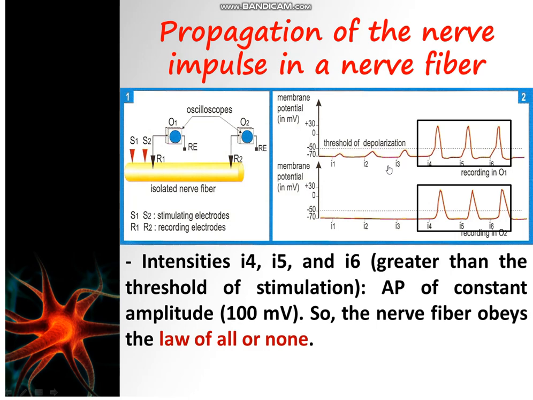This is the law of all or none, which means that if we stimulate the nerve fibers with intensities less than the threshold, it doesn't trigger action potentials. If we stimulate it by intensities equal or more than the threshold, it triggers the same action potential with the same amplitude, and only the action potential can propagate, as we saw from these recordings.